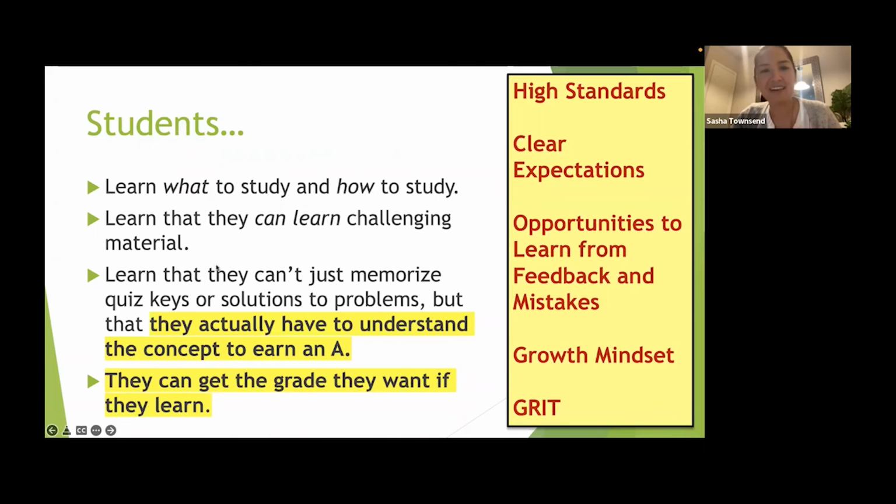They learn what to study and how to study. They learn that they can learn challenging material. When those grades go up, they feel good about it. They also learn that they have to actually understand what they're doing to get an A. You can't just collect points. To get an A, to get a 4 or a 3.5, you really need to know the concepts, be able to articulate the concepts, and then solve the corresponding problems. And then they can get the grade they want as long as they learn.